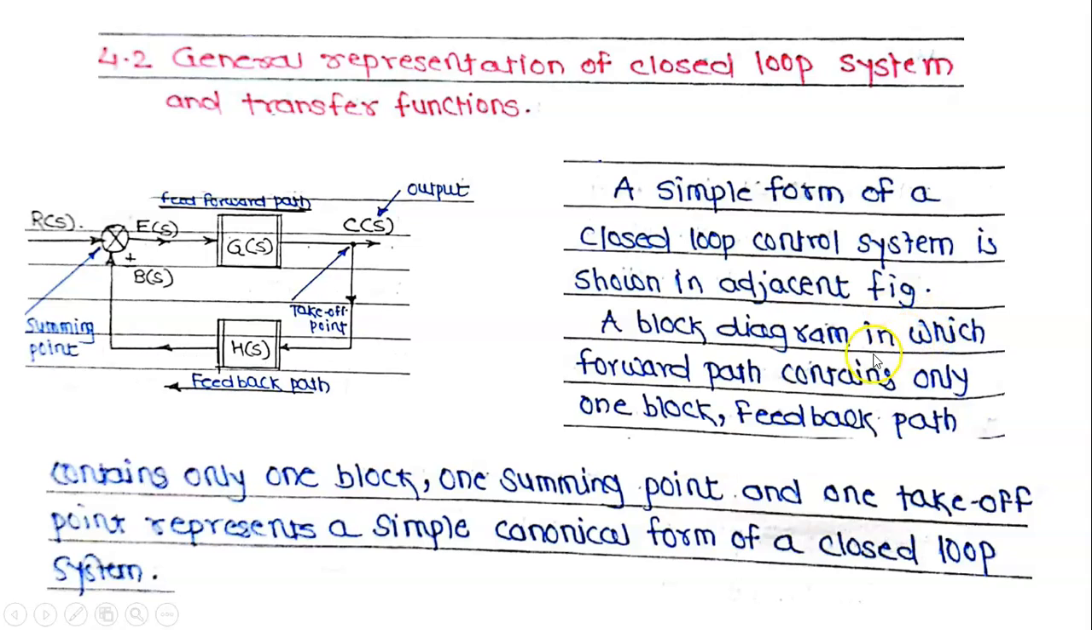A block diagram in which the forward path contains only one block, the feedback path contains only one block, with one summing point and one takeoff point, represents a simple canonical form of a closed loop system.